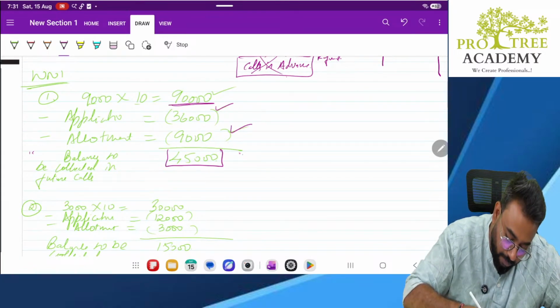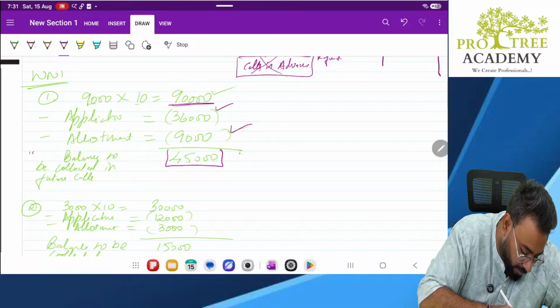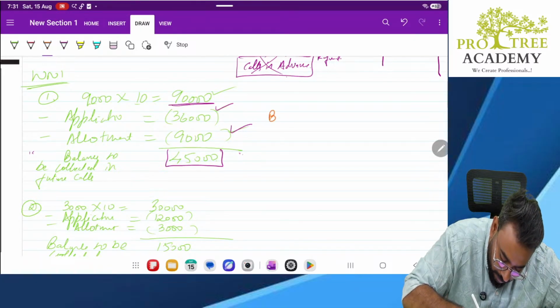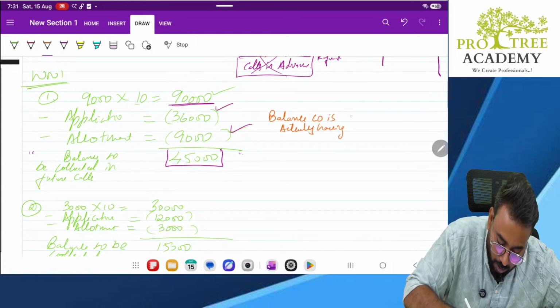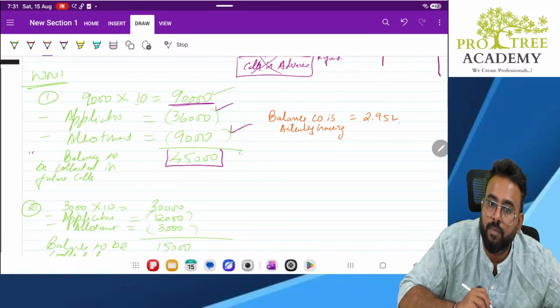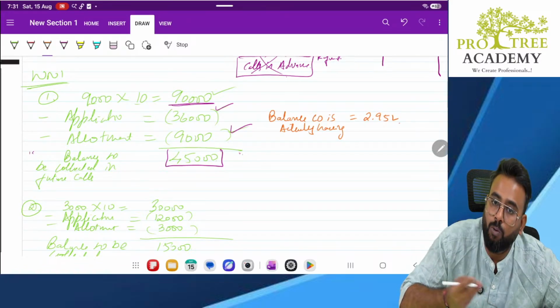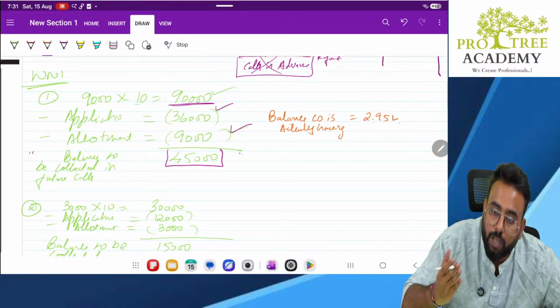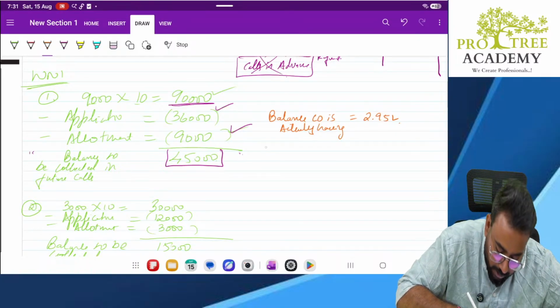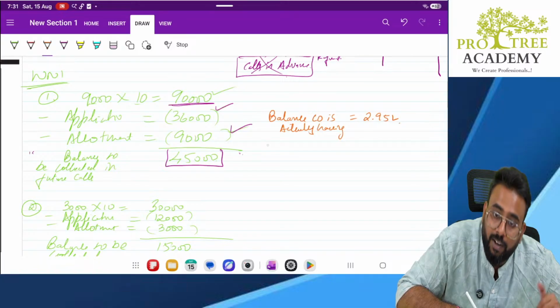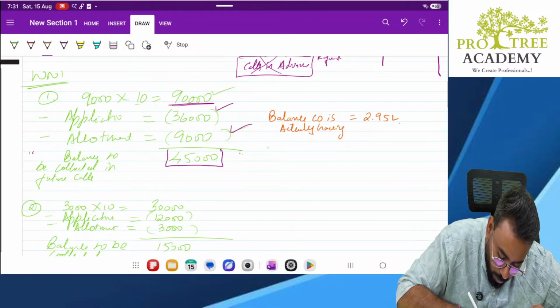But what is the balance we are having? 2.95 lakhs. Correct or no? At max, how much do you need to collect? 45,000. But how much are you having? 2.95 lakh. Don't you think you are having excess money? Yes. So what do you need to do? Refund the excess money.